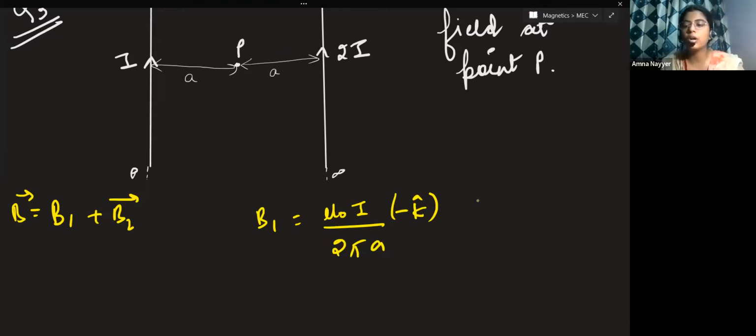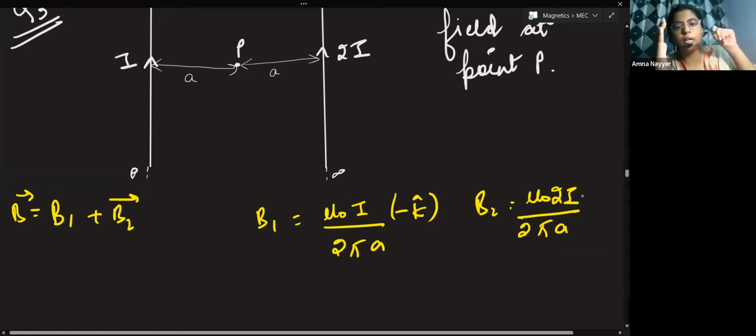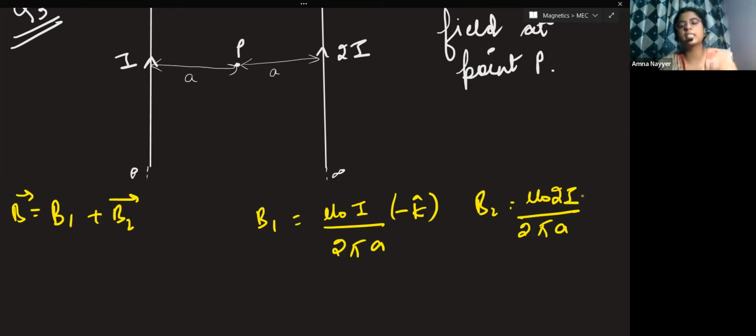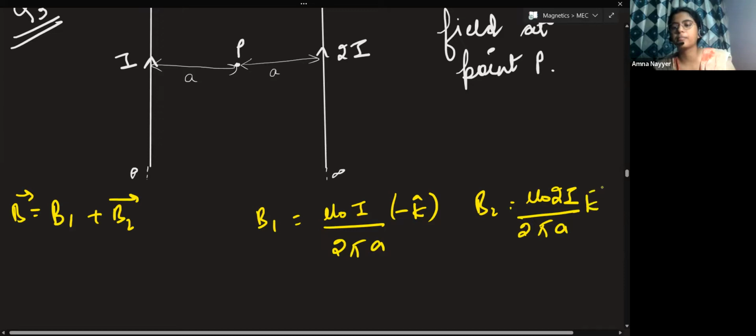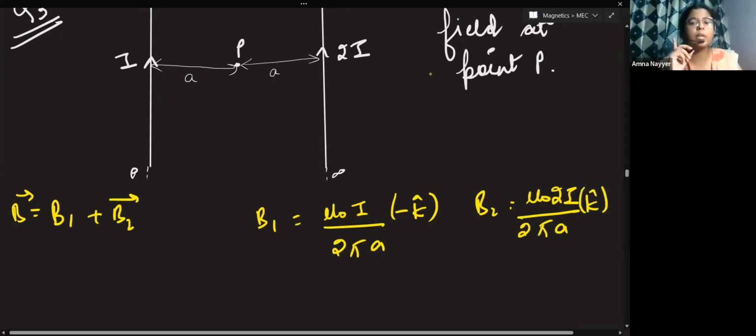Now the calculation of B2. B2 will be what? Again, mu naught 2I, see, current is 2I this time, divided by 2 pi A. Now the direction. This is your point P for the second one. Curl your fingers, it is leading outwards. That is positive k cap. So both the values of magnetic field are there. Now before calculation of the net magnetic field, first tell me, is this part clear to all of you?